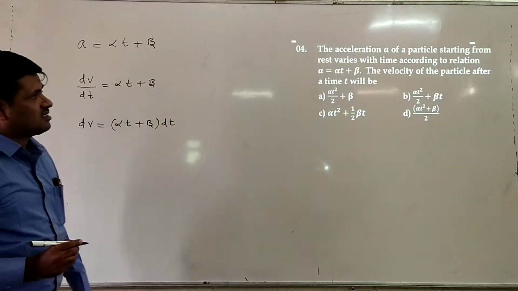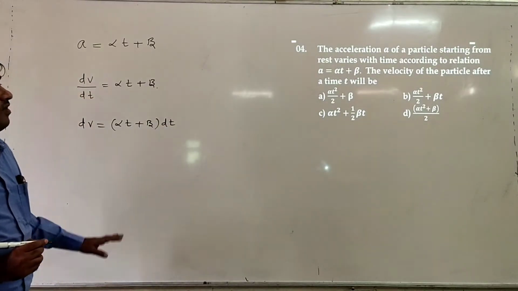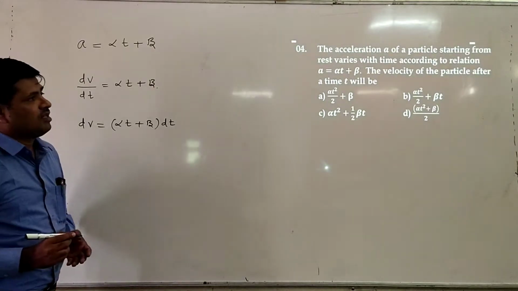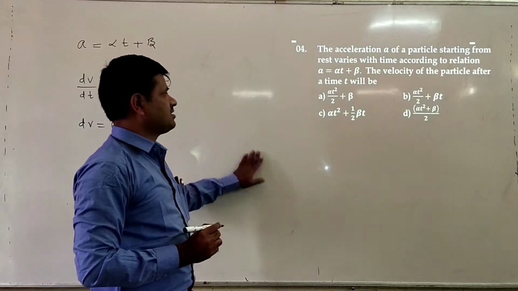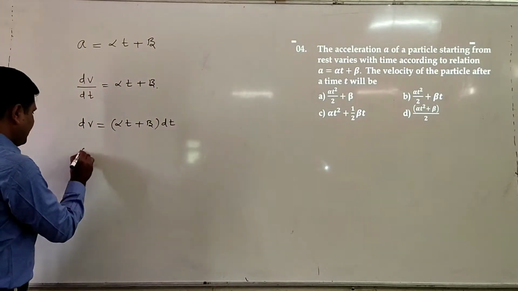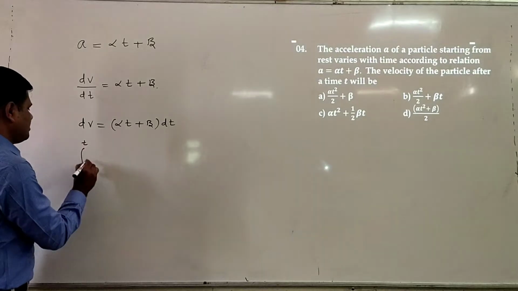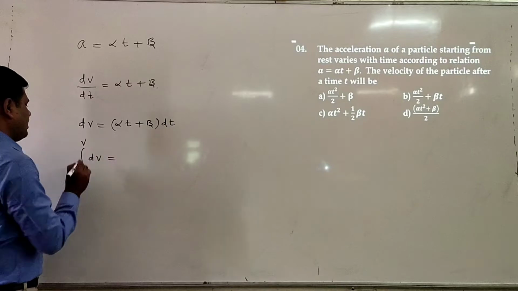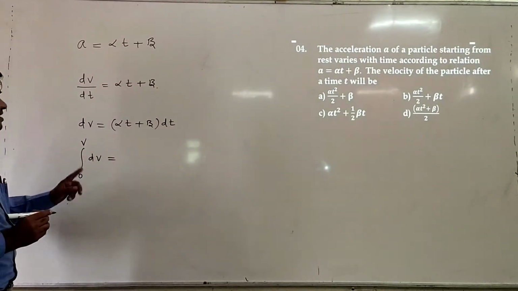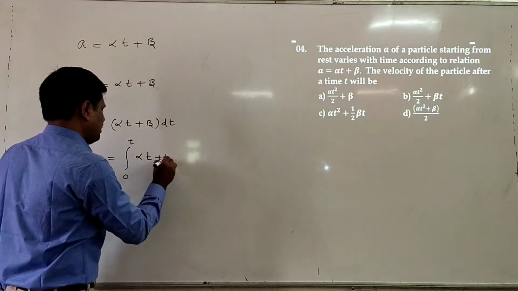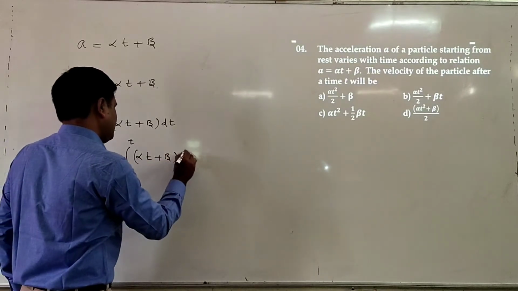Now, the initial velocity, starting from rest, means initial velocity is 0. The final velocity is v. The initial time is 0, and after t time the final time is t. So we integrate this equation between the limits: dv from 0 to v, since the initial velocity is 0 and the final velocity is v, and time from 0 to t, alpha t plus beta into dt.